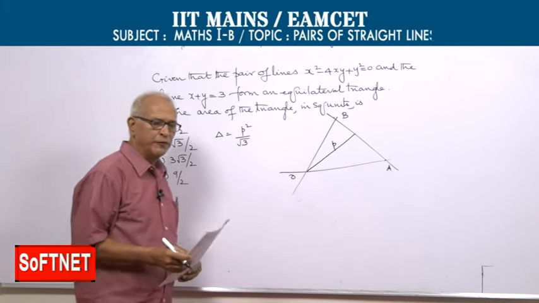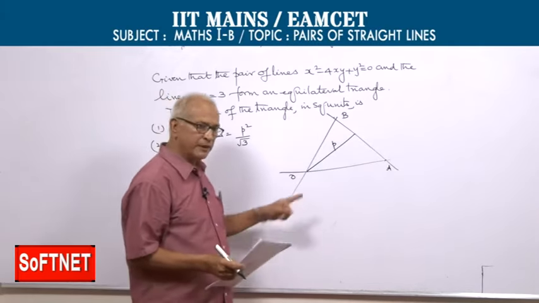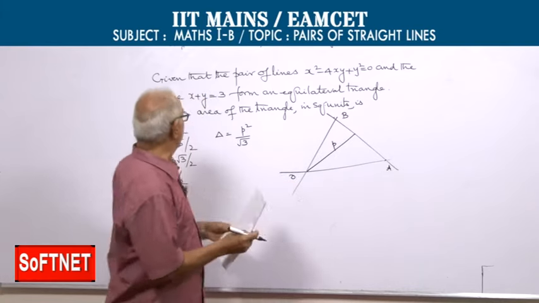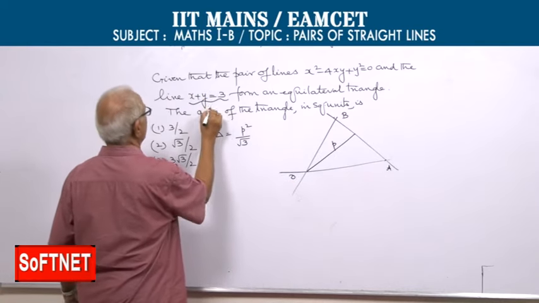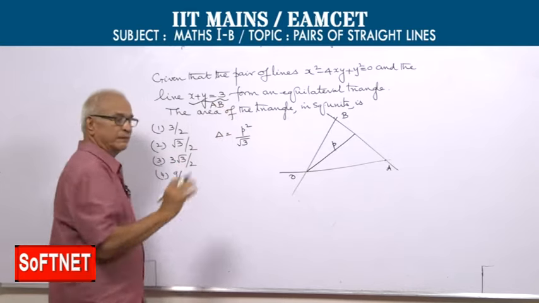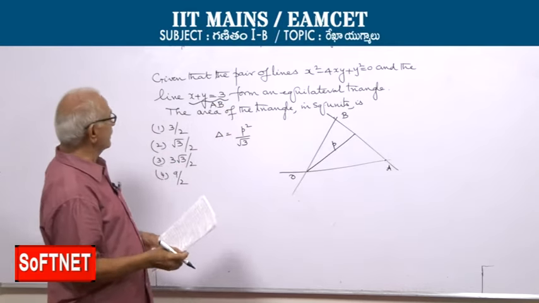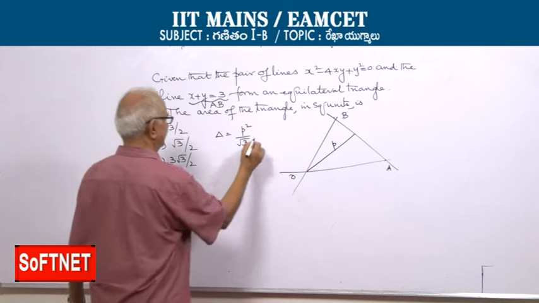So, it is enough if you find P, which is the length of the perpendicular from the origin to the side AB. Side AB is this. This is AB in the figure. So, what is the distance of the origin from this side? 3 by root 2.